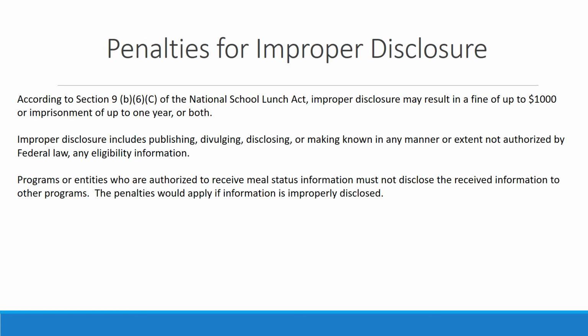Penalties for improper disclosure. According to Section 9(b)(6)(C) of the National School Lunch Act, improper disclosure may result in a fine of up to $1,000 or imprisonment of up to 1 year or both. Improper disclosure includes publishing, divulging, disclosing, or making known in any manner or extent not authorized by federal law any eligibility information. Programs or entities who are authorized to receive meal status information must not disclose the received information to other programs. Penalties would apply if information is improperly disclosed.